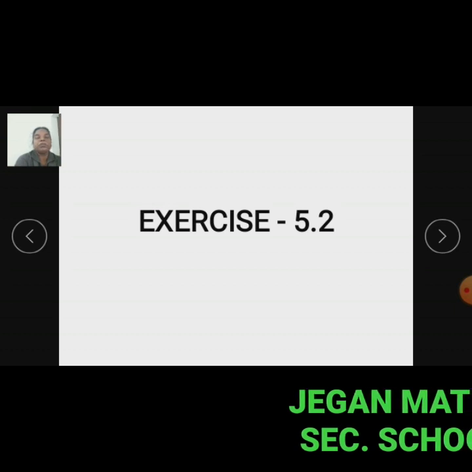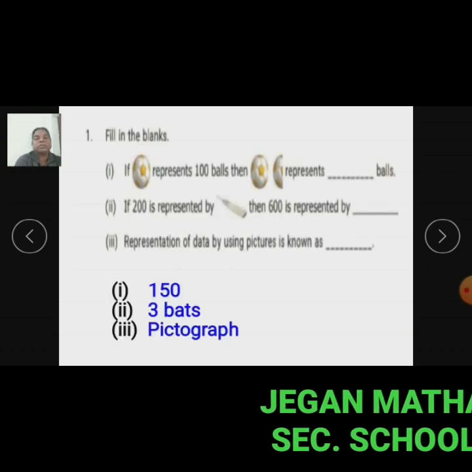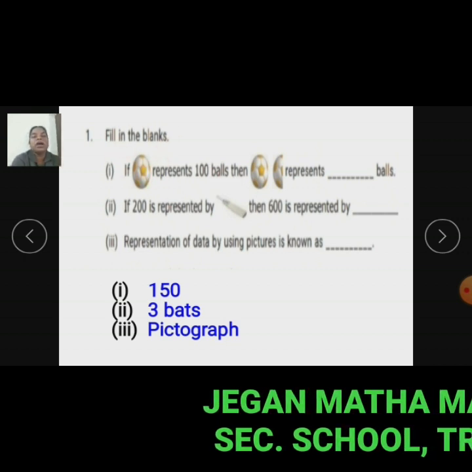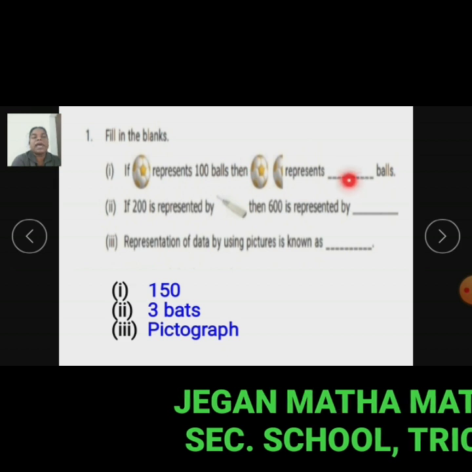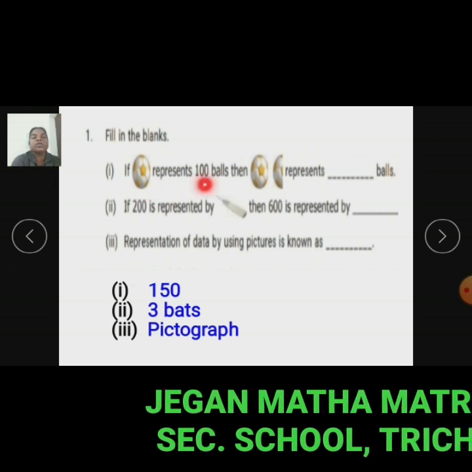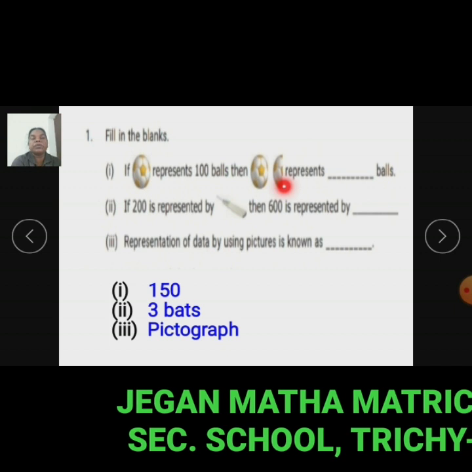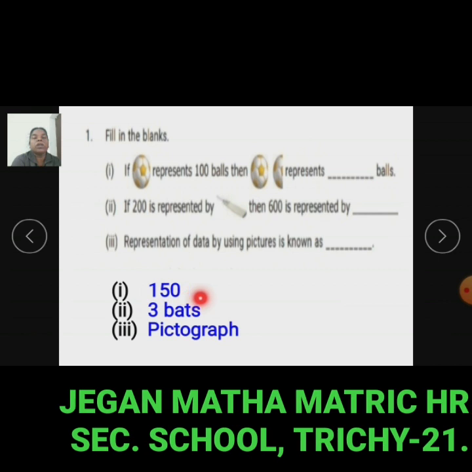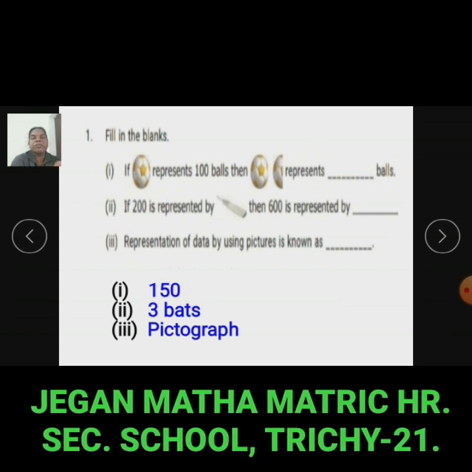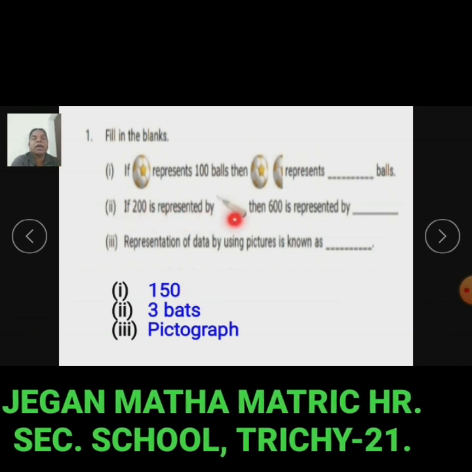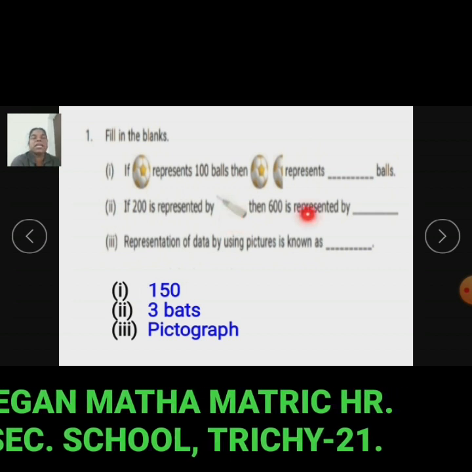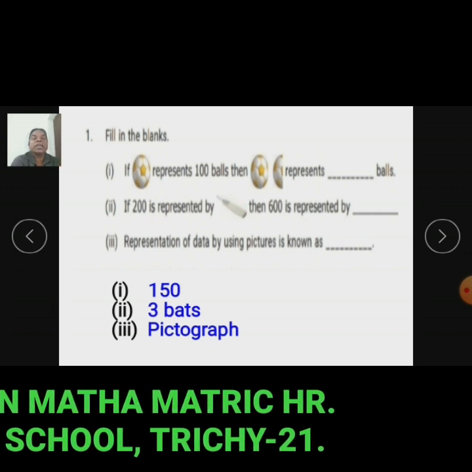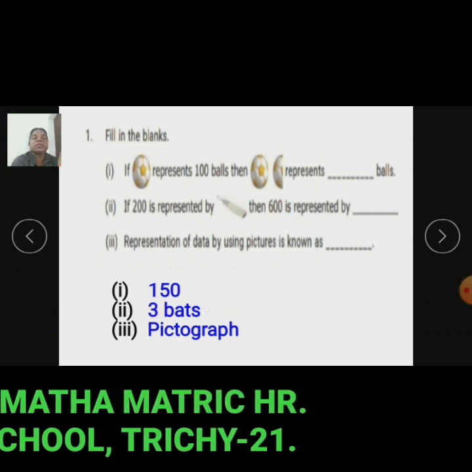Exercise 5.2. Question number 1. Subdivision 1. If one ball represents 100 balls, then 1.5 ball represents dash balls. 1 ball equals 100 means half ball equals 50. So 1.5 ball represents 150 balls. Subdivision 2. If 200 is represented by one bat, then 600 is represented by 3 bats. 200 equals 1 bat, so 600 equals 3 bats.